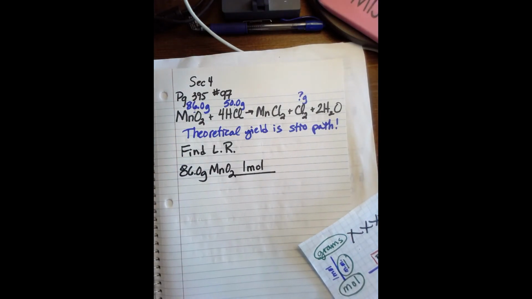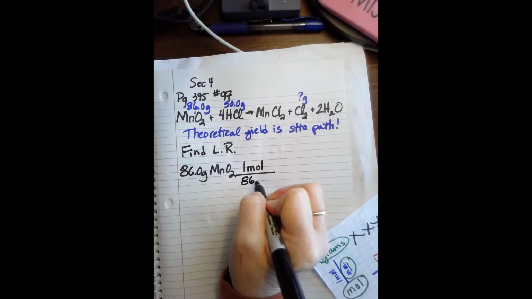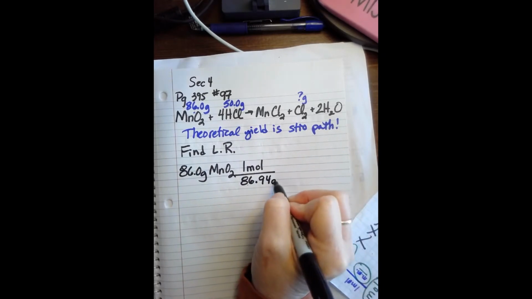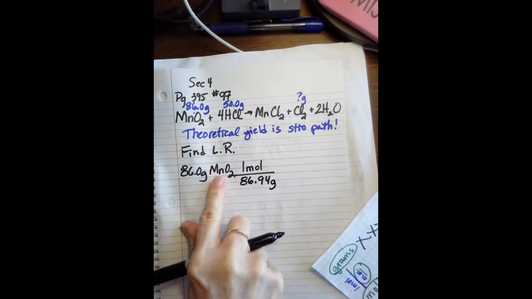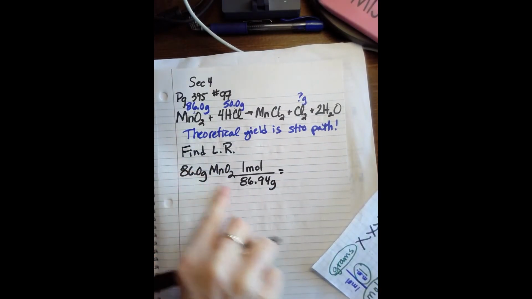And let me double check and see that I did that correctly. Manganese is 54.938 plus 32, so 86.94. Remember, this information comes from the periodic table, 1 manganese and 2 oxygens. So we see here I almost have a mole, right?